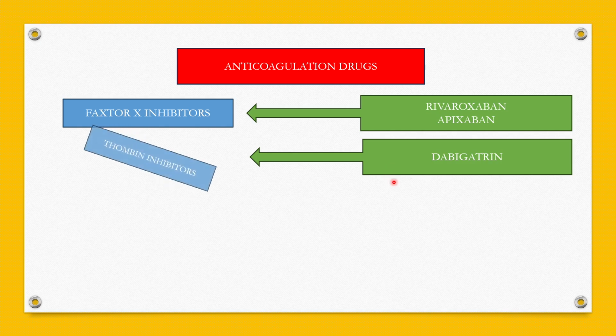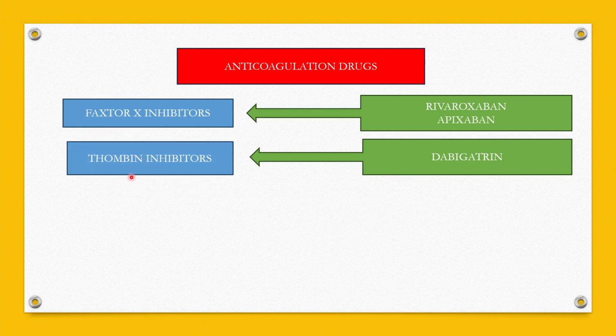Dabigatran inhibits thrombin, which is factor 2. So again, factor 2 is in the common pathway, and there is no test available to detect the common pathway. So that's why no monitoring is required for dabigatran.